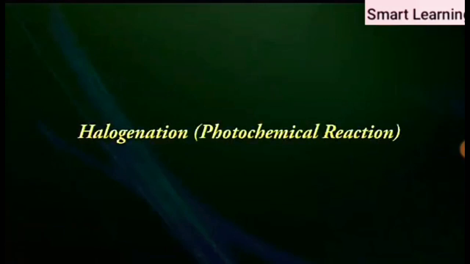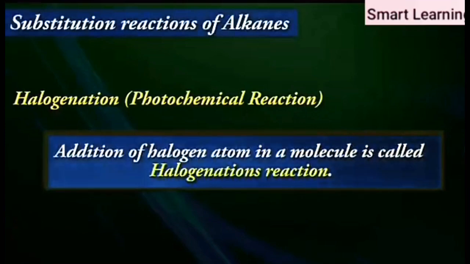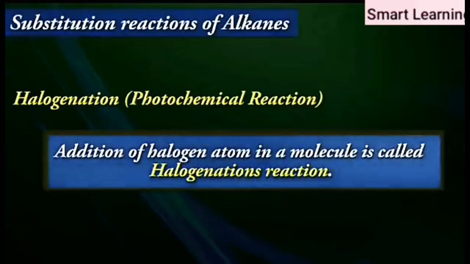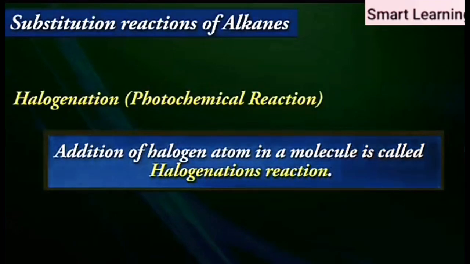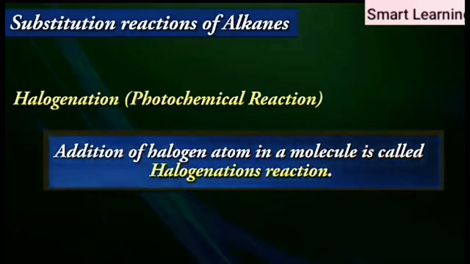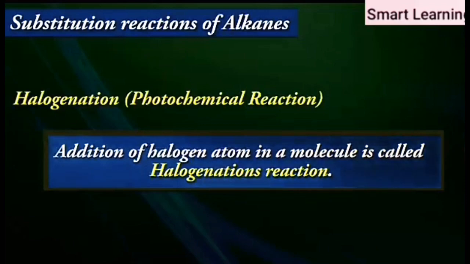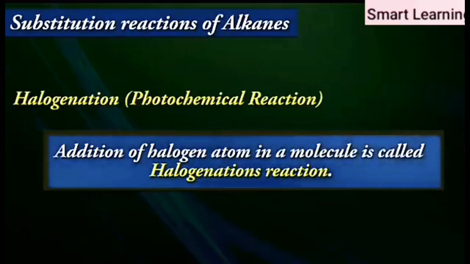Alkanes. Halogenation or photochemical reaction. In this module, let us study about the halogenation reaction. The addition of a halogen atom in a molecule is called halogenation reaction. Halogen, in the presence of sunlight, dissociates into radical and substitutes hydrogen from alkane, resulting in alkyl halide.